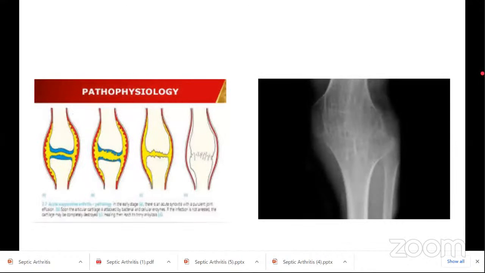Okay, look at this picture. This is a case of knee joint. Look at that. There is no joint space visible anywhere. Such a solid union, like a fracture which has united. Look at this. There are trabeculae across the bone, across the knee joint. This is a solid bony ankylosis.